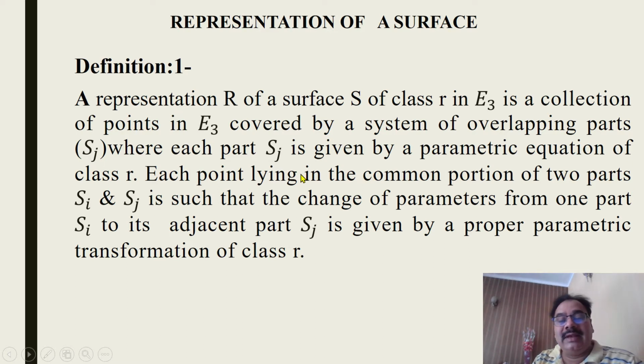Each point lying in the common portion of two parts, let us say Si and Sj, is such that the change of parameters from one part Si to its adjacent part Sj is given by a proper parametric transformation of class R.